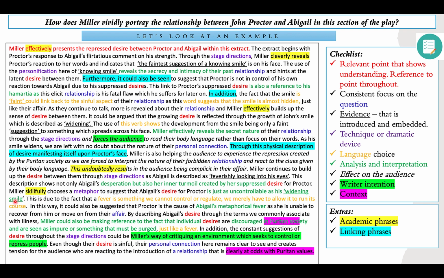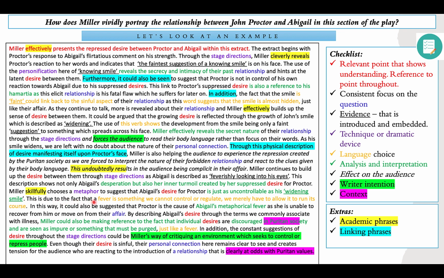Now look how we've tied the quotations together. So don't be afraid to go back to a quotation that you've already included. Obviously, we're not going to do another analysis of it, but we're using it to show how Miller is building something, how all of these quotations are connected and are showing us a bigger picture.